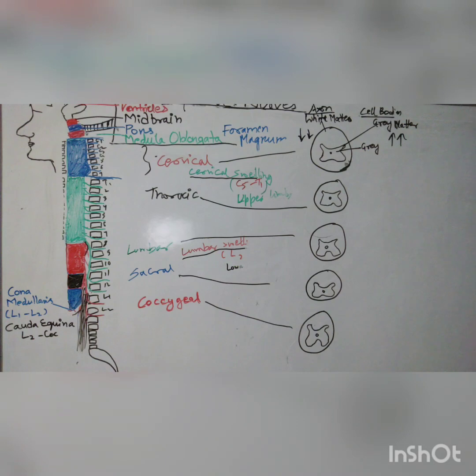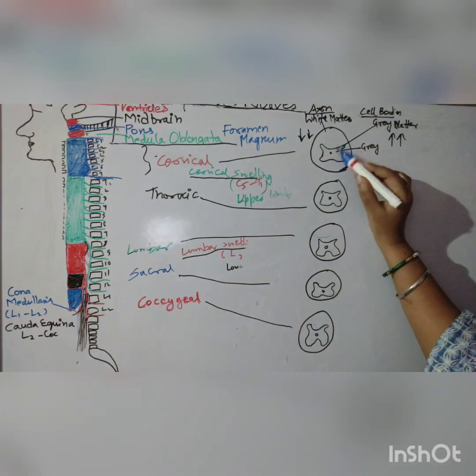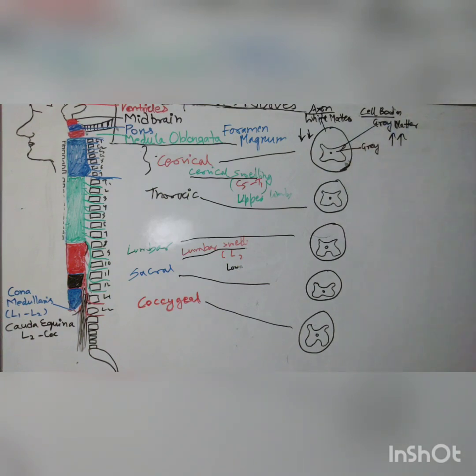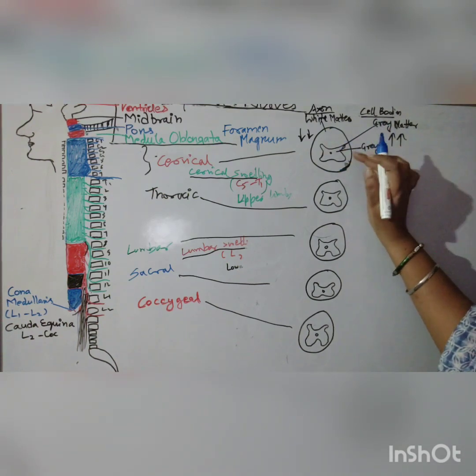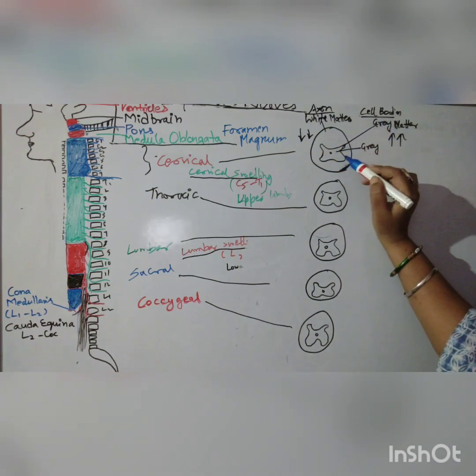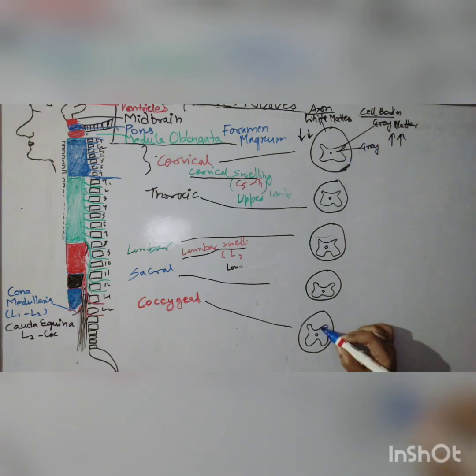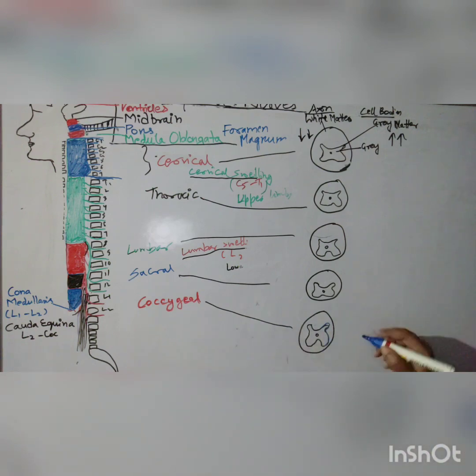See, this is your gray matter, this is your white matter. White matter has a larger area and gray matter is small. Going down, you have bigger gray matter. Why is it so? Suppose the coccygeal region brings sense from certain organs here.